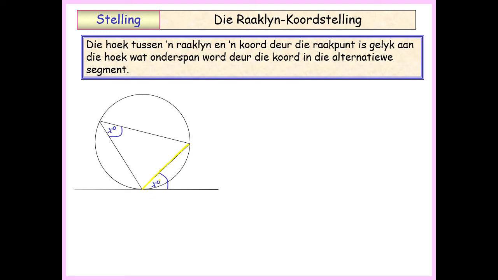Okay? Then if this is the base of the triangle, it will be equal to the opposite angle. And you can apply it on the other side as well. Okay? So now I'm working with this chord, because that's the one that we're looking at. So then it will be equal to the opposite angle.